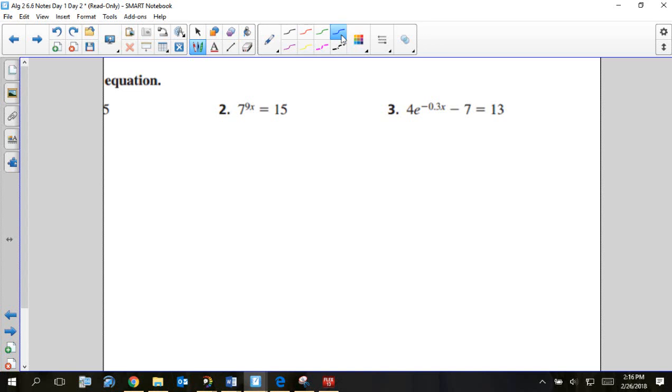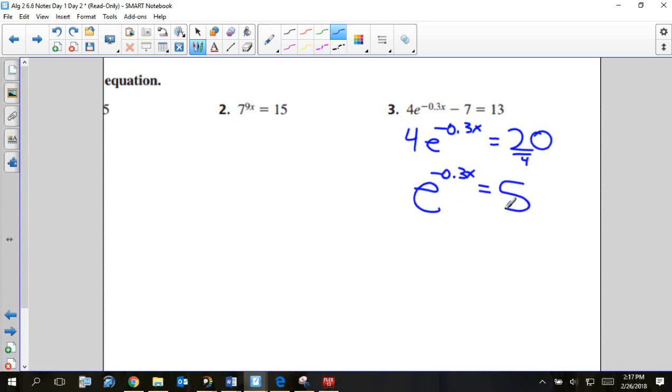What do you think? Yeah, just add that 7 to the other side. That's right, now we have something subtracted 7. So if we add the 7, now we have that something equals 20. We're trying to get to E, trying to break away the layers one at a time until you can get to the X. So what's the next layer I need to get rid of? The 4. How do I get rid of something that's being multiplied by 4? Divide by 4. So we have E to the negative 0.3x equals 20 divided by 4 is 5.